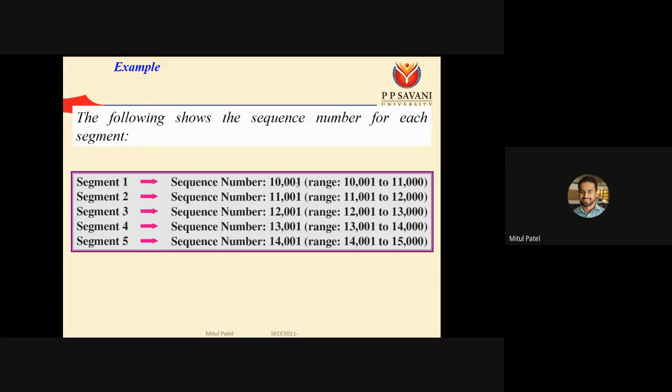Same way, for segment 2 the acknowledgement number will be 12,001. For segment 3 the acknowledgement number is 13,001, and for segment 4 the acknowledgement number is 14,001. So the acknowledgement number indicates the next byte the receiver wants from the sender. For example, segment 1 has been received, now which next byte is needed? 11,001. So that's why for segment 1 the acknowledgement number is 11,001. By that way the acknowledgement numbers are going to be assigned.